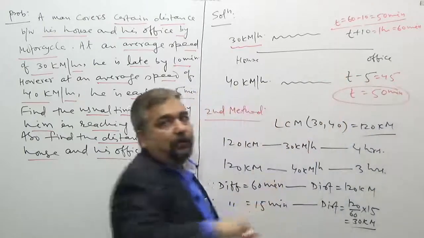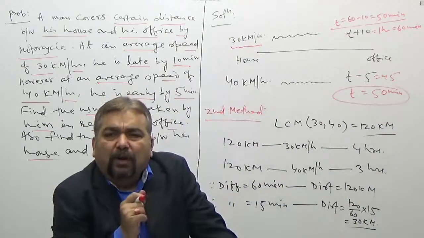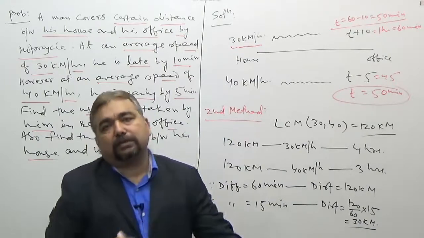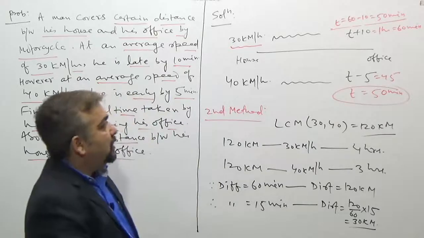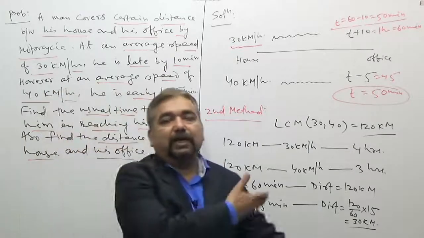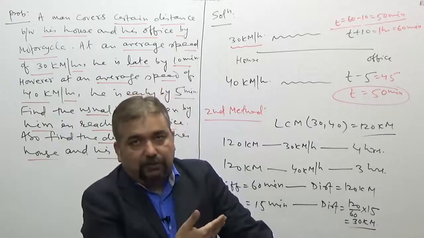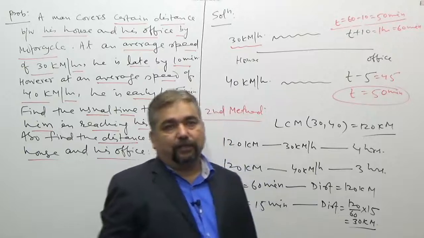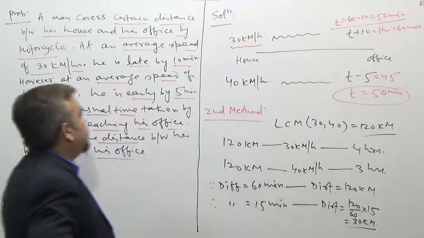So, this way you can find the normal time. I hope you understand this. This is the second method. This method is without ratio. In this method, I have not used ratio, just I have taken the LCM. Now, see the second question.